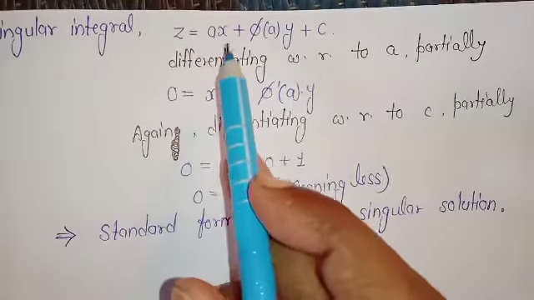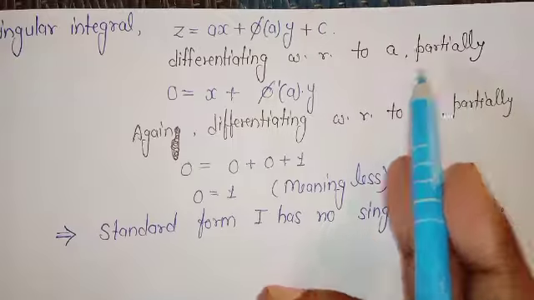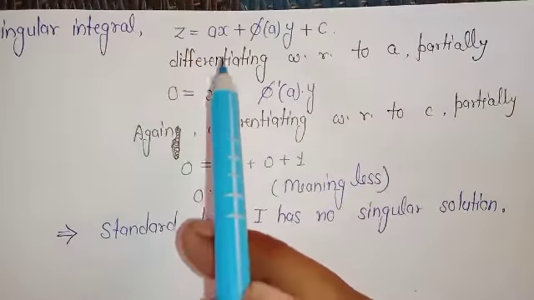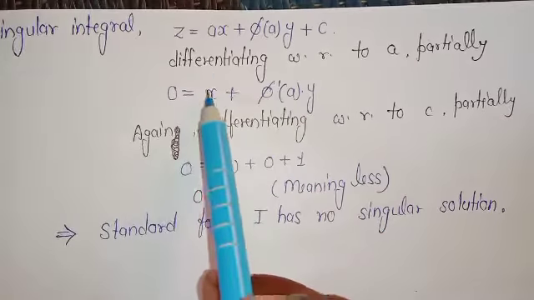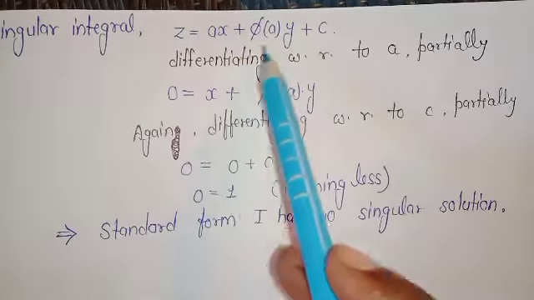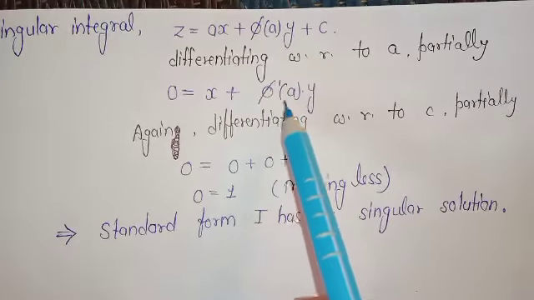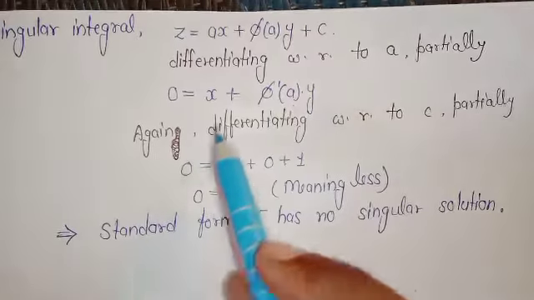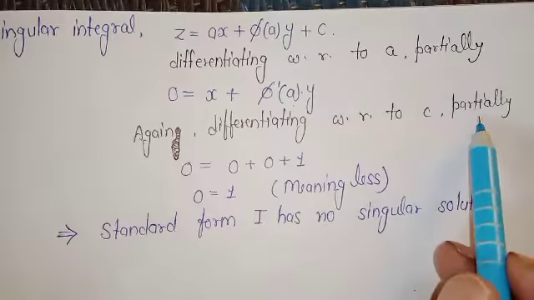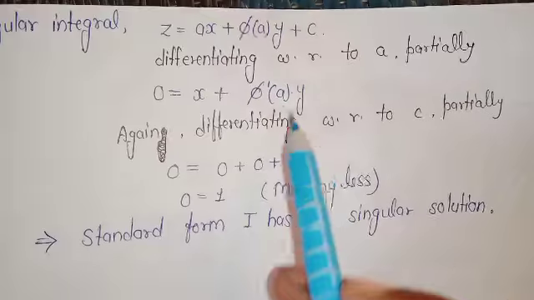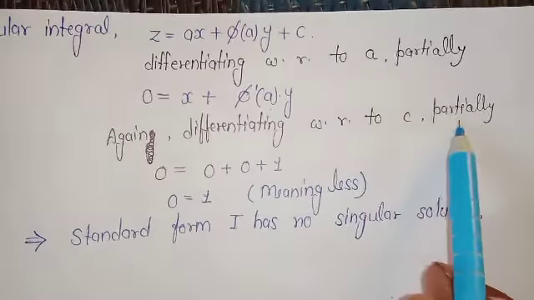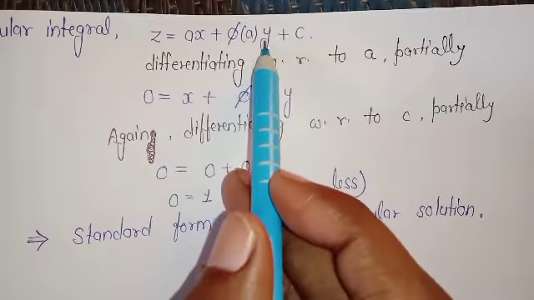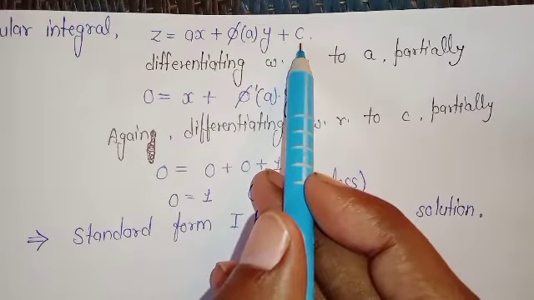So if we differentiate this equation with respect to a partially, we get 0, because the derivative of z with respect to a becomes 0, because we are taking the partial derivative. This becomes x only, because this is a function of a, so this got differentiated, and this becomes phi dash a into y. And again if we differentiate it with respect to c, because a was constant, it becomes 0. Again if we differentiate it with respect to c partially, then we get z as 0. This becomes 0, this becomes 0. We get the derivative of c with respect to c as 1.